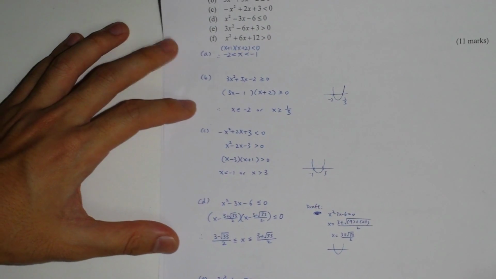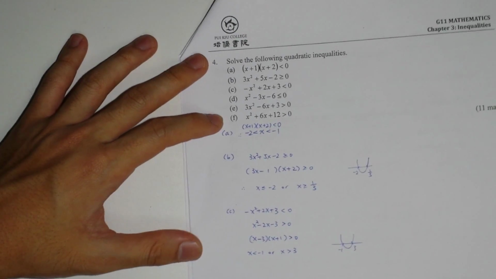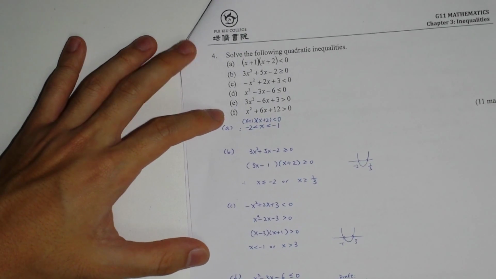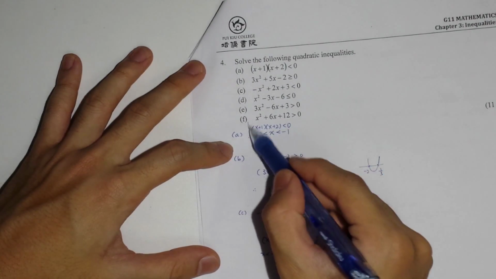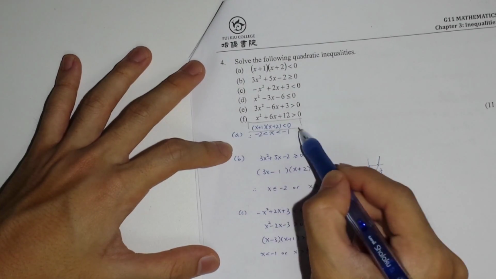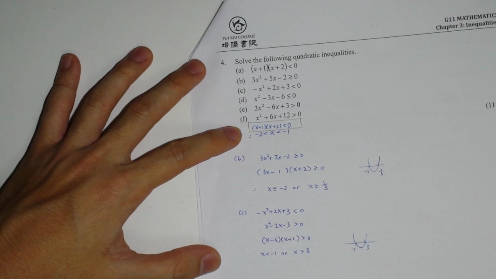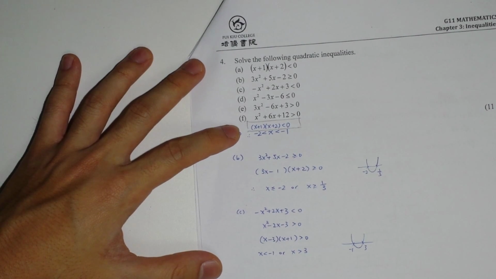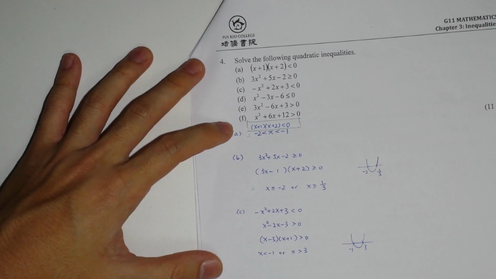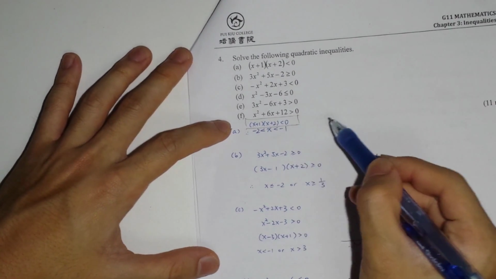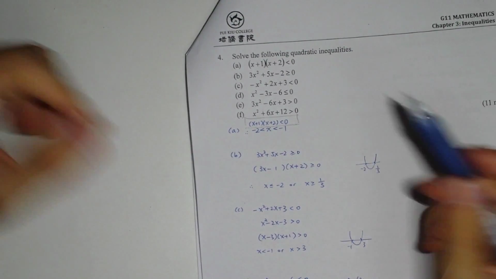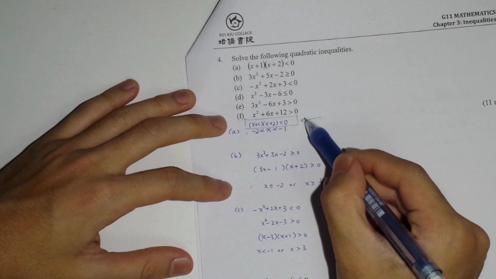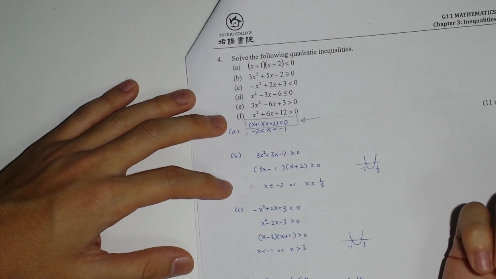Look at number 4, which is the most important part of this chapter, solving the quadratic inequalities. For part 1, I would like to say why we do the factorization, and I don't want you to do the expansion again. Just like some of the students in your class, you do the expansion again and then use a calculator, it doesn't help you. You must show the factorization if it is not given.